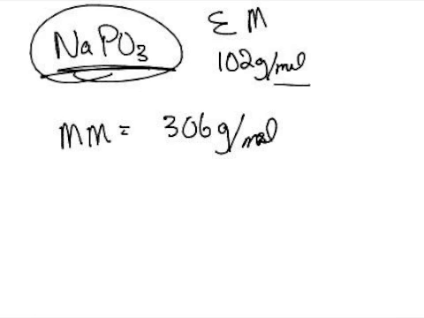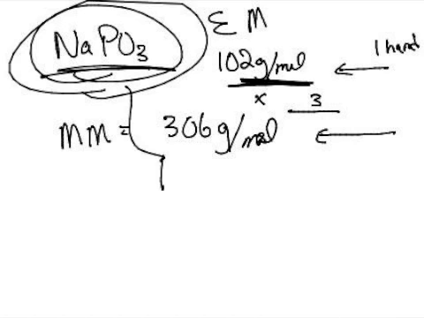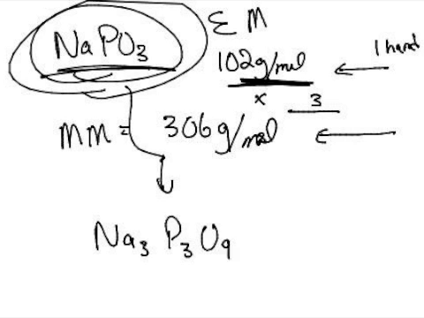Think of this as my hands. I have 102 grams per hand. In one ratio, this is like one hand. And my total weight of hands is 306. So in this case, how many hands do I have? It looks like 3 hands, because if you take 102 times 3, you get 306. So this formula is the empirical formula. The molecular or actual formula would be Na3P3O9. You just triple them all because this number is a 3.